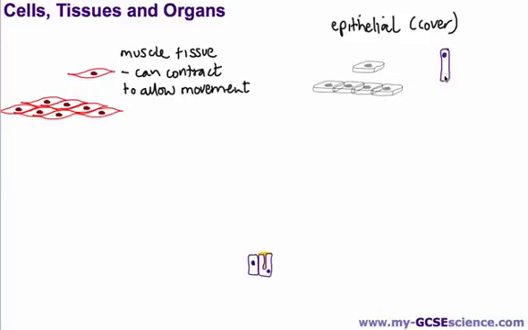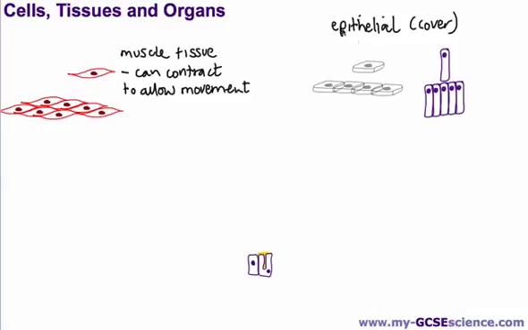Another type of epithelial cell is this one here. It's more like a column, and it's actually got a name called columnar epithelium, and it's arranged more like this. So I guess that would give a slightly thicker layer than this kind of epithelium.